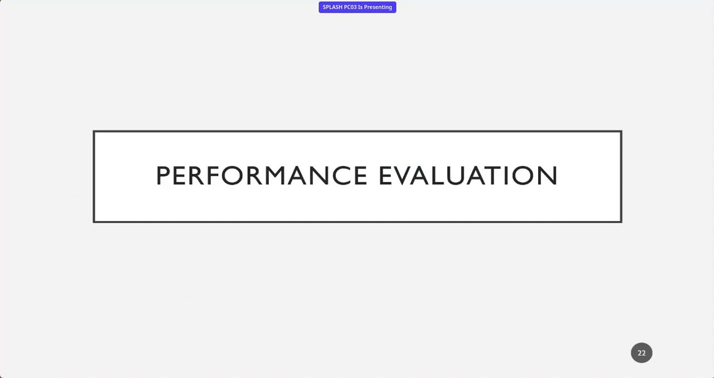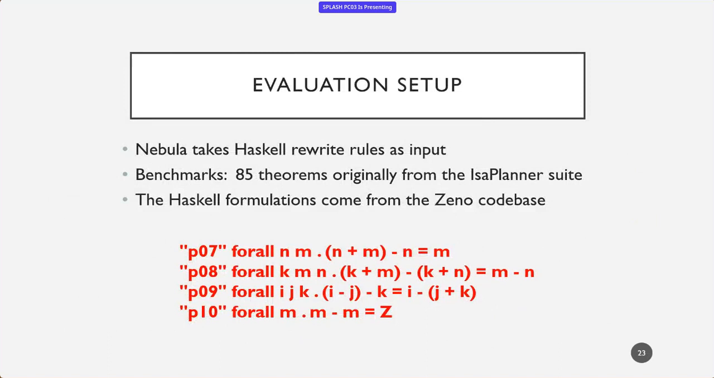Now let's move to talking about our performance evaluation for Nebula. Nebula takes its inputs in the form of Haskell rewrite rules, which are constructs like you see here that assert that expressions of one format are equivalent to expressions of some other format. The Haskell compiler allows users to define their own rewrite rules, but it doesn't check the correctness of those rules before applying them, so Haskell rewrite rules are a good use case for our work.